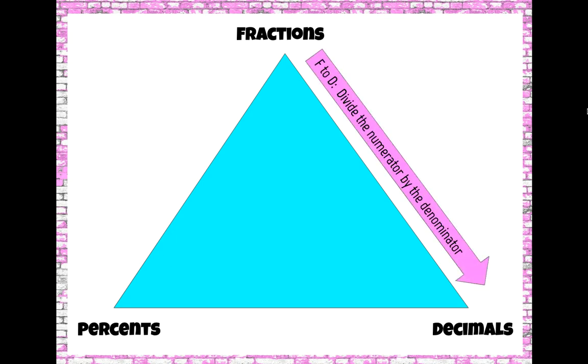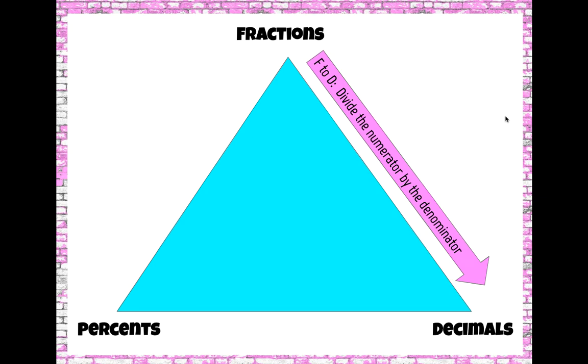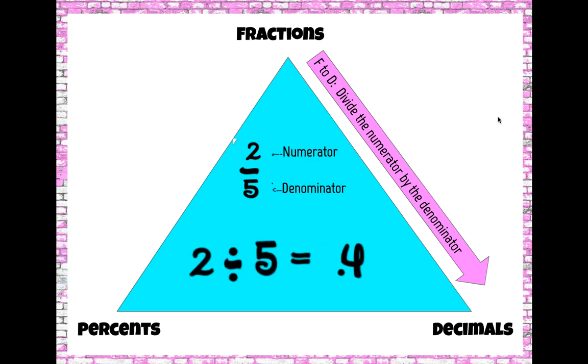First thing we're going to learn is from a fraction to a decimal. From a fraction to a decimal, you're going to divide the numerator by the denominator. So if we have a fraction like 2/5, our numerator is 2 and our denominator is 5. So 2 would go in the house. We would divide 2 by 5, and that would equal 4/10. And that is how you get your decimal.